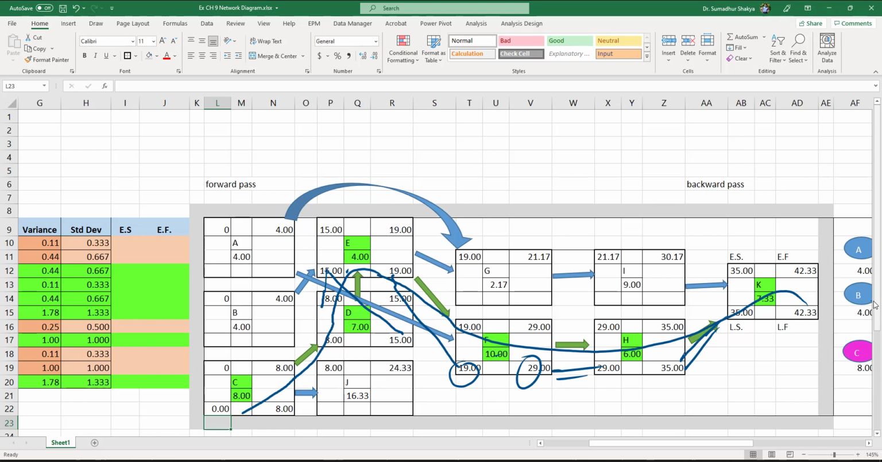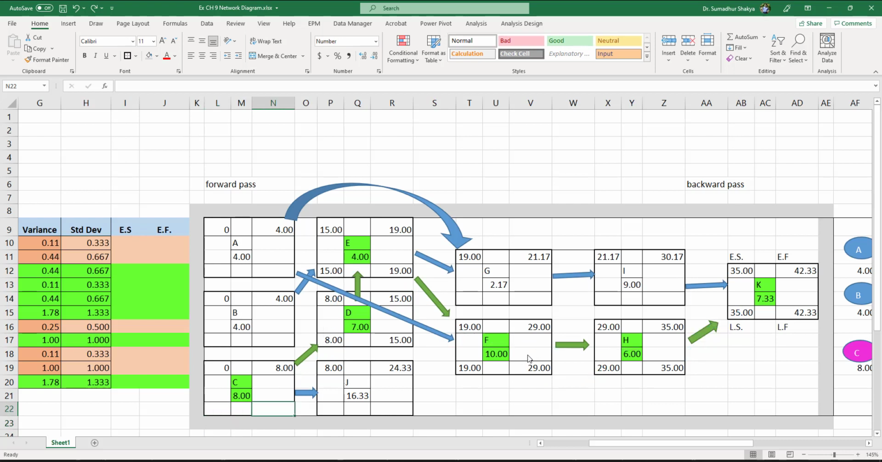this late finish of D. 15 minus 7 gives you 8. This 8 is equal to this 8. 8 minus 8 gives you 0. Okay. Now, once you are done with all of these activities on the critical path, then let's start with activities on the non-critical path. Okay.